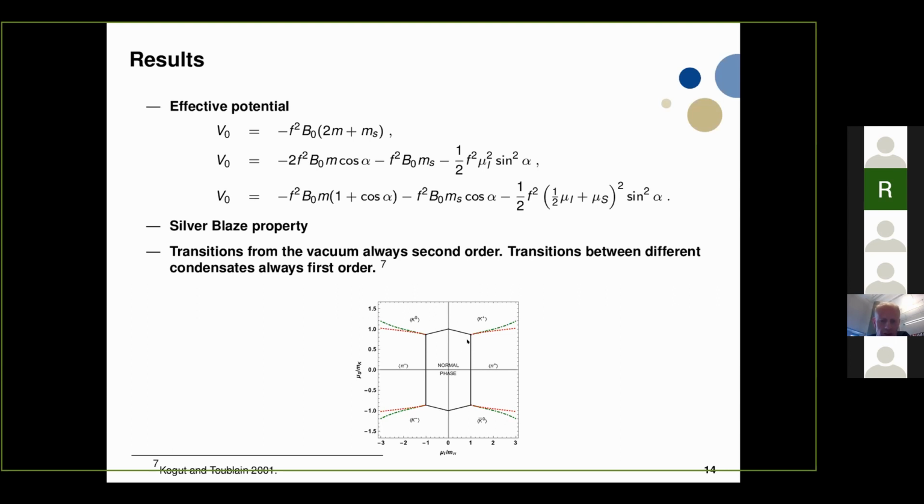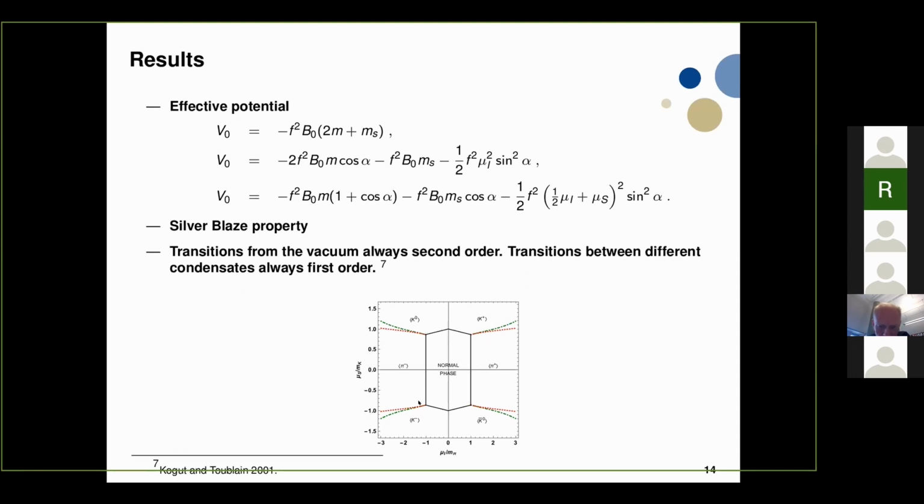In the normal phase, everything is independent of the chemical potentials. The transition from the normal phase to the condensed phases is always a second order transition. So they are solid lines. But then it turns out that the transition from, let's say, a pi plus condensate to a K plus condensate happens to be first order. And so are all the other transitions between various condensates. They're always first order.